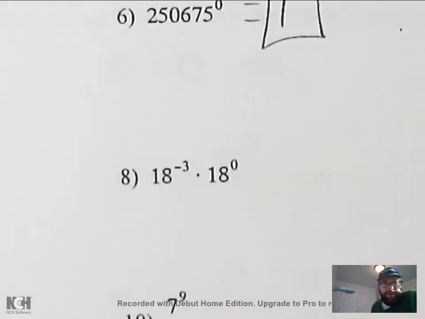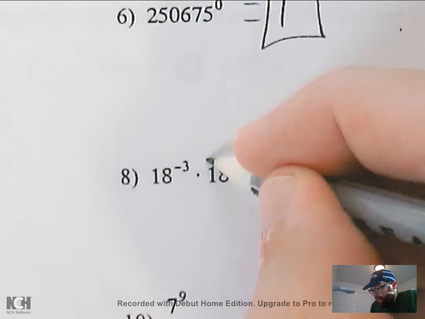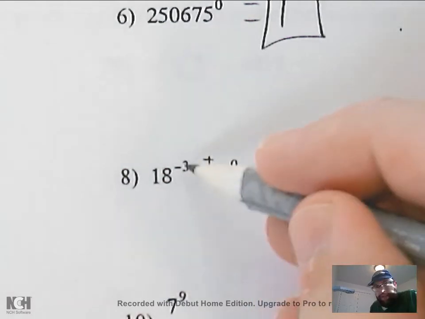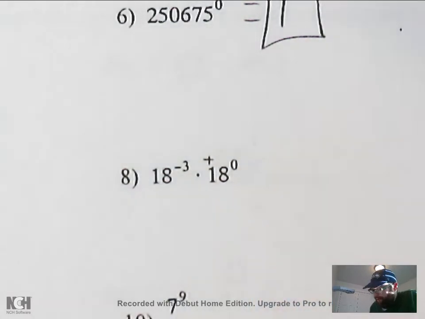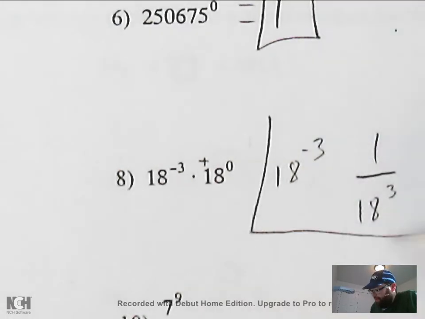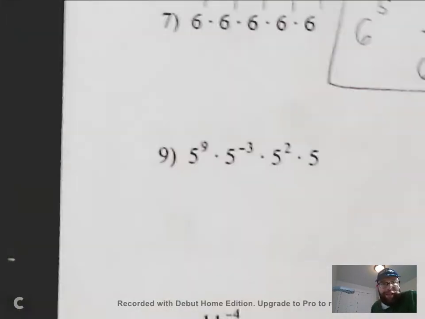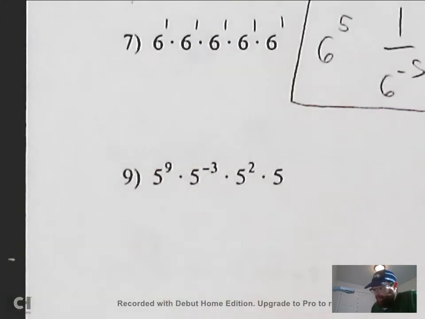Okay, here's another one we're going to try. So 8 to the negative 3rd times 8 to the 0. Again, when they're multiplying, you just add the exponents. Negative 3 plus 0 is still negative 3. So 8 to the negative 3 is one answer. And then you move it downstairs to make it positive. And there's your other answer. Voila.